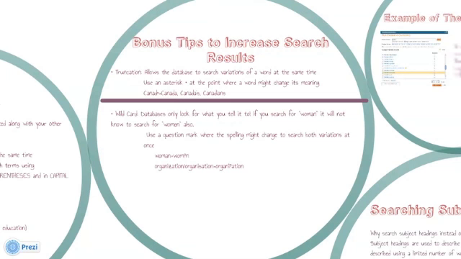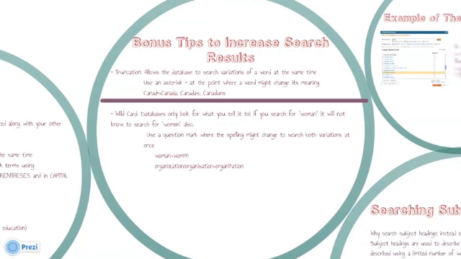The wildcard is also a really interesting tool because databases only look for what you tell them to. So if you search for woman, it will not know to search for women as well. You would use a question mark where the spelling of a word might change. We want to search the variations of spelling at the same time. So with woman, if you put it where the E or the A might be, it will search both.